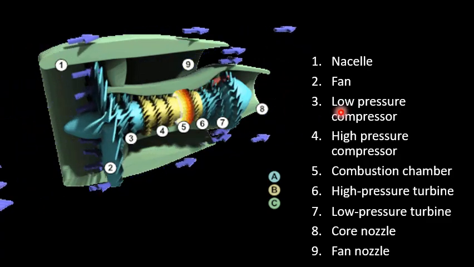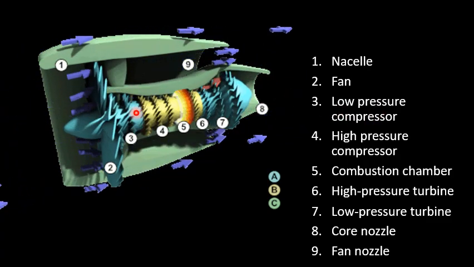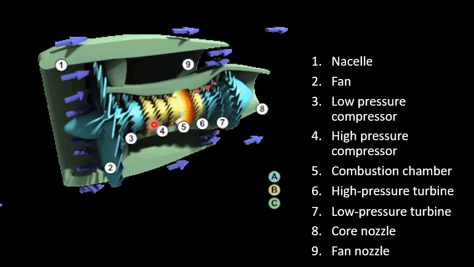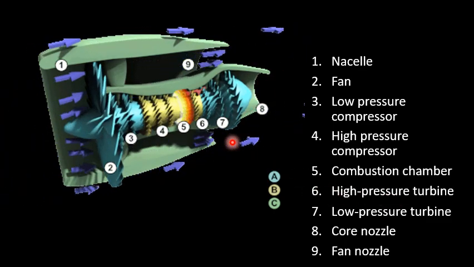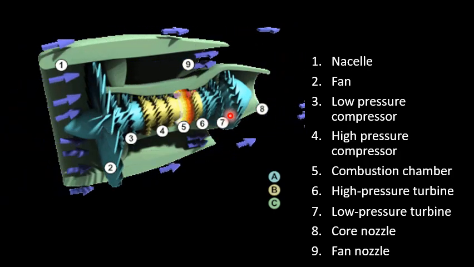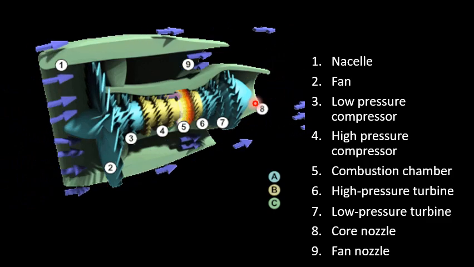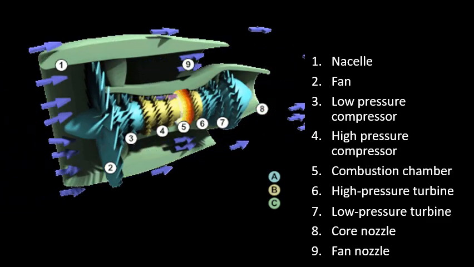The second component is a fan, and titanium blades are there. That's the inlet fan. Then you have a low pressure compressor, labeled 3, and here is a high pressure compressor, and there is also a combustion chamber where the combustion takes place. Here is a high pressure turbine, and here is a low pressure turbine. This is called the core nozzle, and this is known as the fan nozzle.